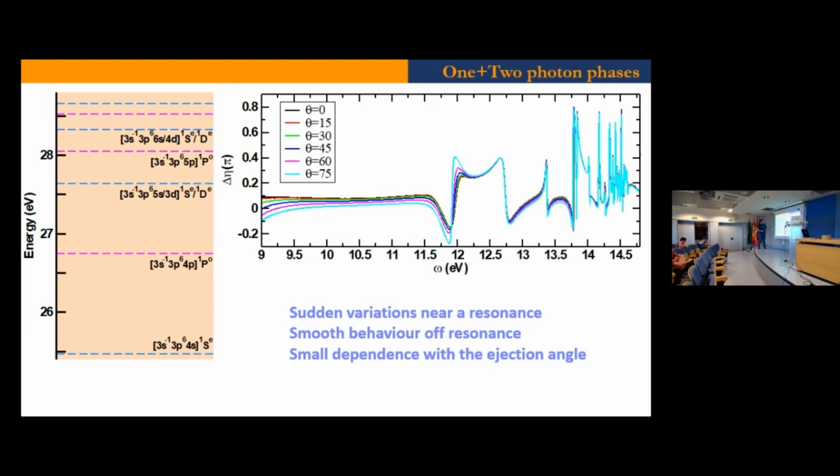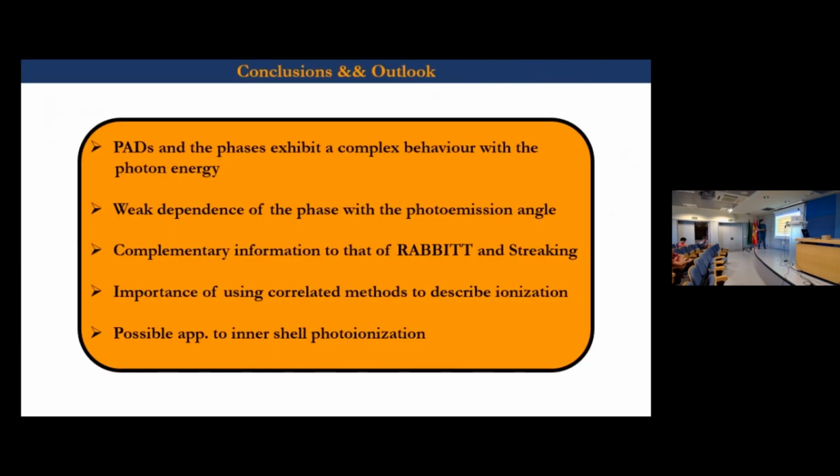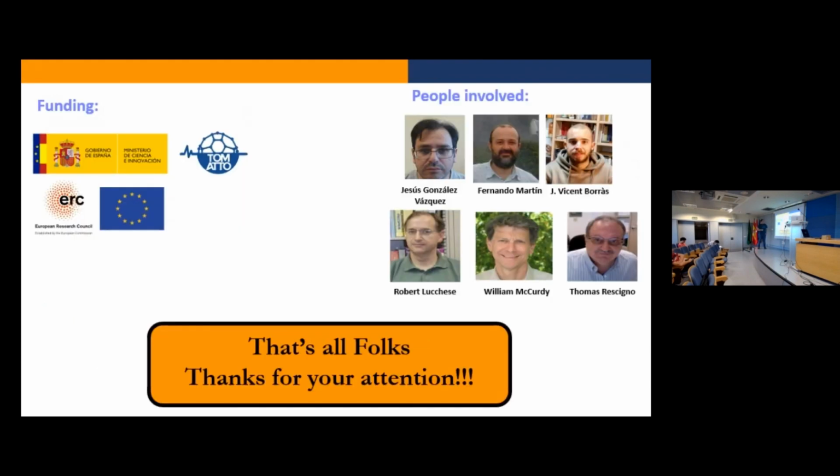So we have the same variations at resonance, a smooth behavior off resonance, and a small dependence on the projection. The photoelectron angular distributions and the phases exhibit complex behavior with the photon energy because of the Rydberg states, so we always need correlated methods to do that. We have a weak dependence of the phase on the photon emission angle. This technique is very complementary to RABBIT and streaking, and the next goal for us is to study inner shell photoionization. With that, I want to thank the people involved and thank you for your attention.